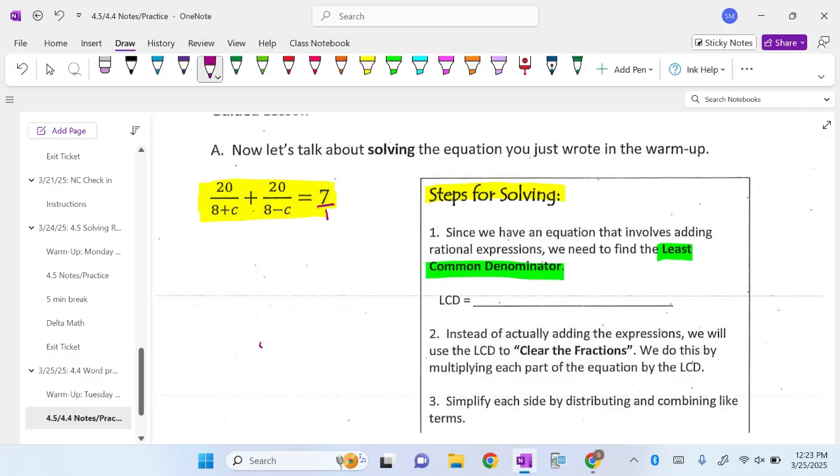So think about it. What does at least one of the fractions have in the denominator? There's a 1. What else does it have? At least one of them. 8 plus C and an 8 minus C. So since there's nothing in common, we're going based off of what they're all lacking. So when in doubt, just multiply all the denominators together. So my LCD would be 8 plus C times 8 minus C times 1. So 8 plus C times 8 minus C.